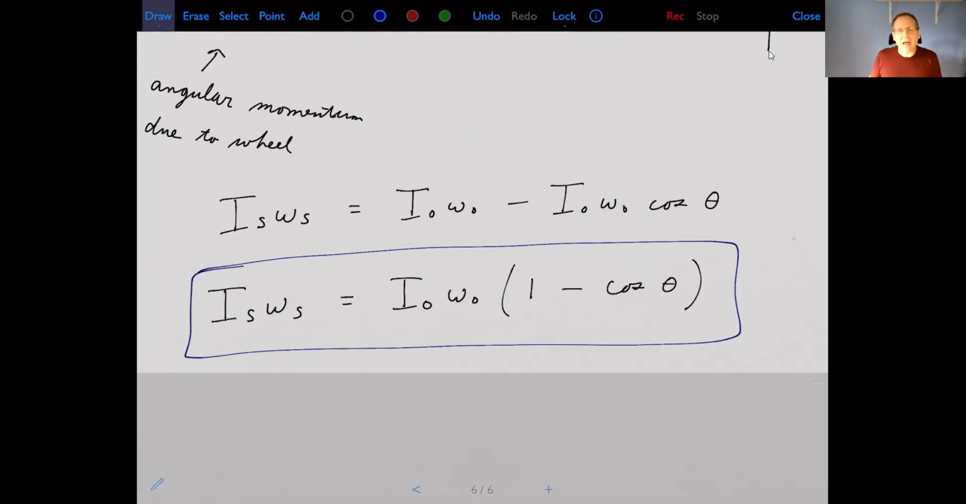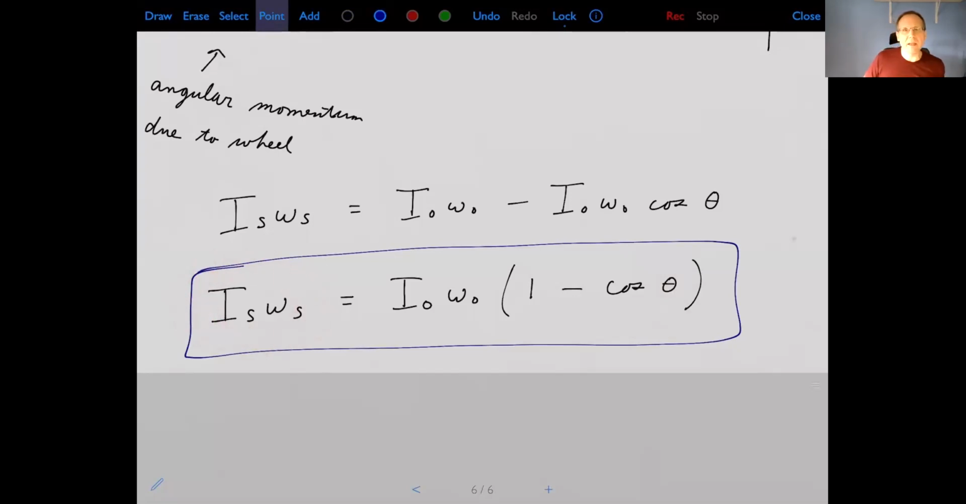So you see that the angular momentum of the student in chair depends on that angle theta. Let's say theta was 0. Cosine of 0 is 1, and then 1 minus 1 is 0. So that means the angular momentum of the student in chair is 0 to begin with. It's not spinning. The only thing that's spinning is the wheel. But when theta changes, it's going to affect this value right here, the angular momentum of the student in chair.